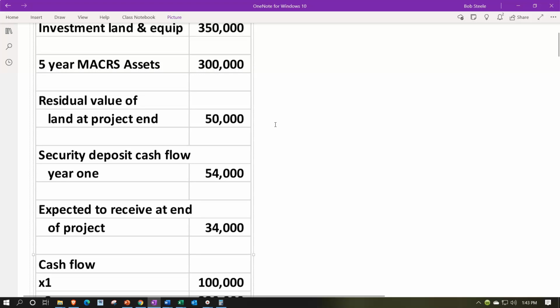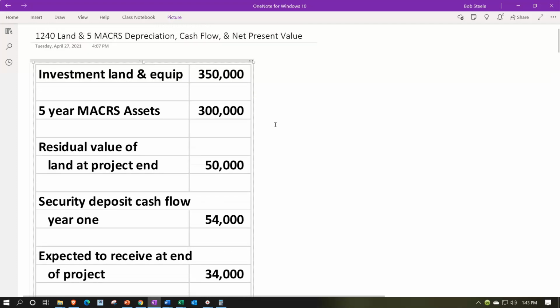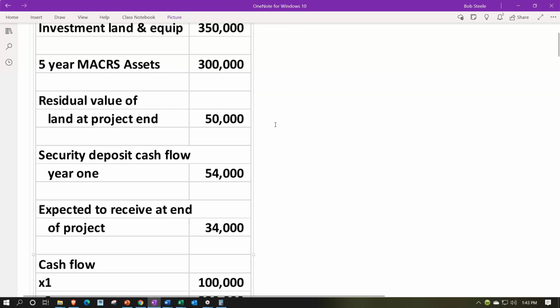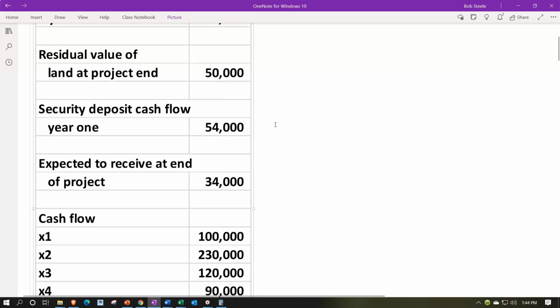We also have a residual value of the land of $50,000. The $50,000 is the amount that we put in the land, and we expect that we could sell the land at the end of the time period, resulting in a $50,000 inflow. And so we're going to have the inflow of $50,000 at the end of the project. Now, we bought it for $50,000. We're just going to say we sell it for $50,000, so we're not going to have a tax impact on that transaction at the end, but we will have a cash flow impact at the end.